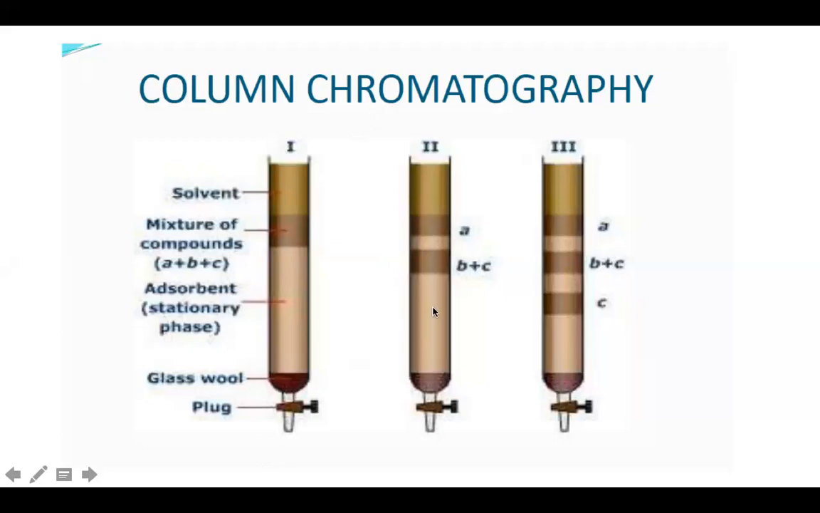When you run this one, you see the compound is moving and the compound is separating like this, compound A, B plus C or C, like this way. So different colored bands we can even see from the outside, and this is a very important chromatographic method we use in the chemistry lab, phytochemistry lab, or organic chemistry lab for the separation of compounds.